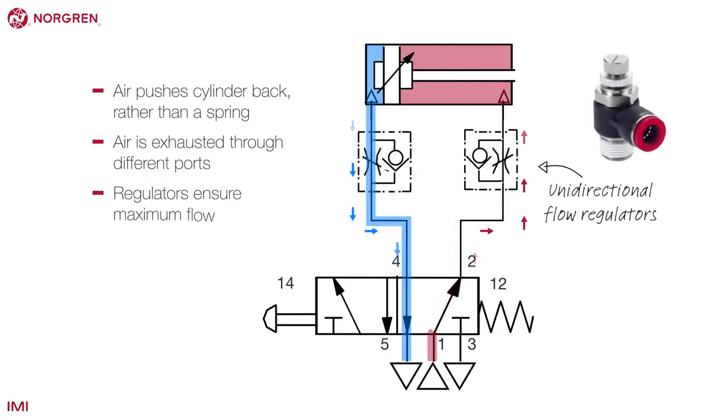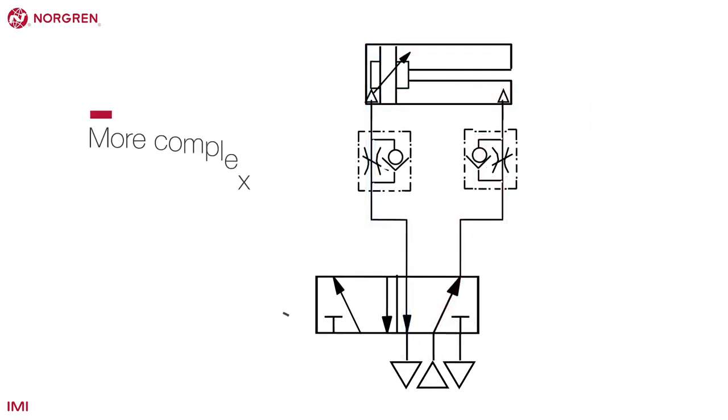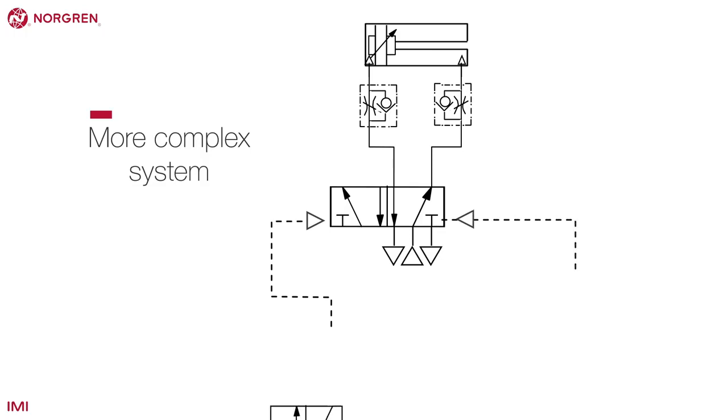Best practice would see unidirectional flow regulators to ensure that maximum flow is allowed into the cylinder, but flow is controlled when in the exhaust phase on each side. Now we will move on to a slightly more complex system.